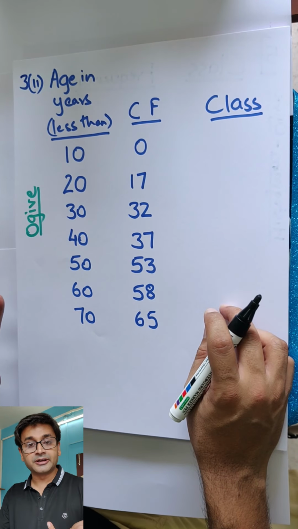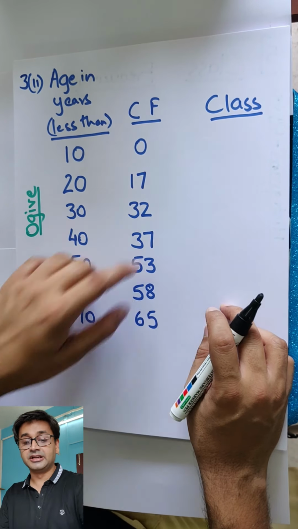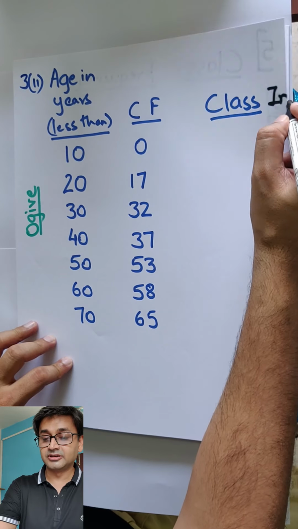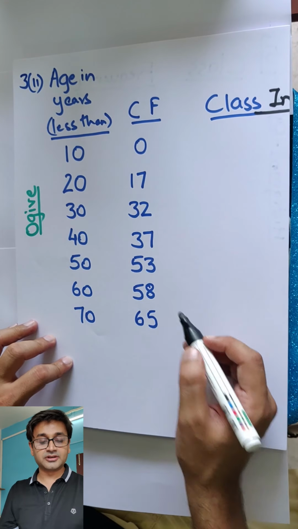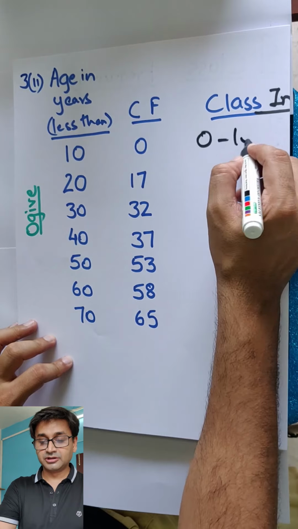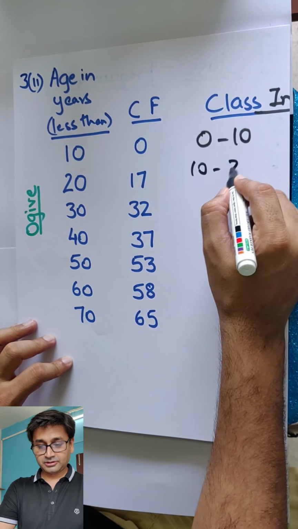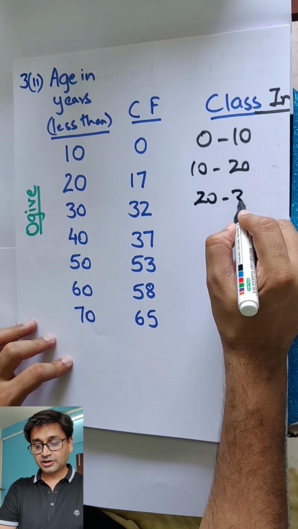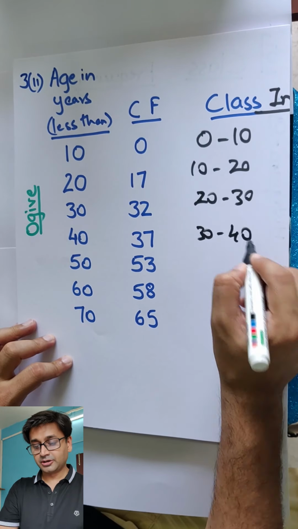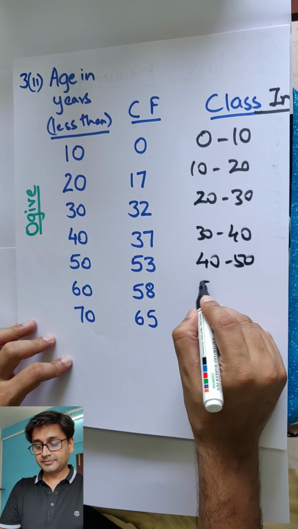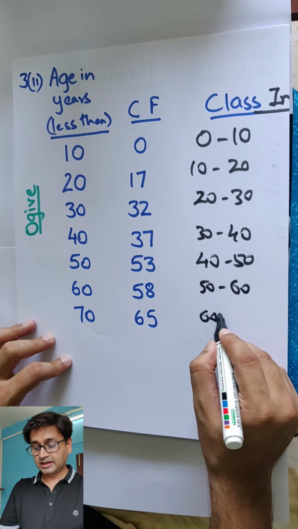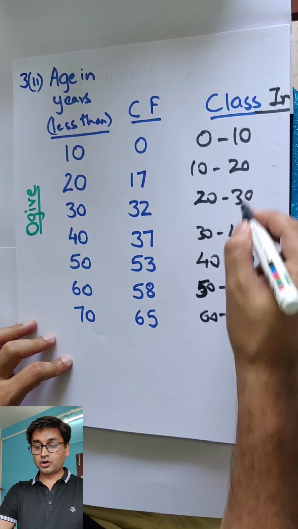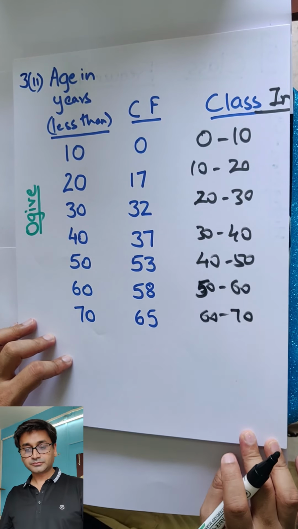Then what do I need to find? Yes, class interval. Where is the class interval? It's not there. So from here we will generate. What will be the class interval? 0 to 10. Continue now. 10 to 20, 20 to 30, 30 to 40, 50, 60 and 60 to 70. So we got all the classes right over here now.